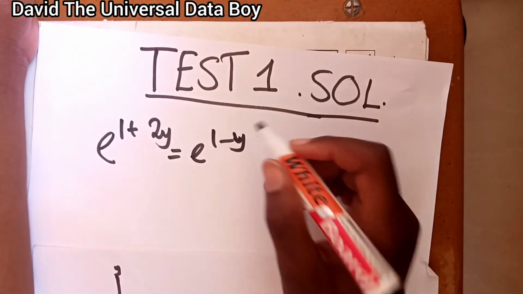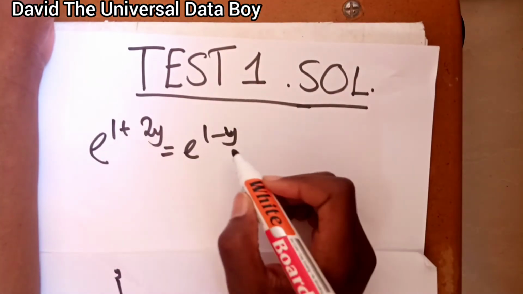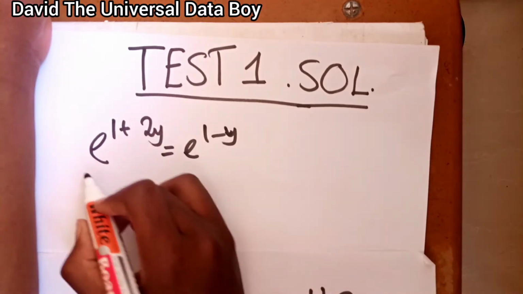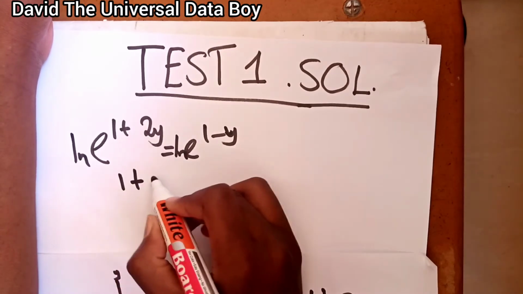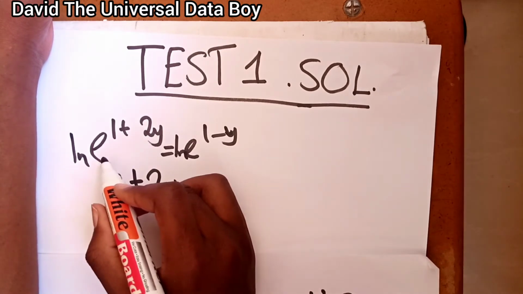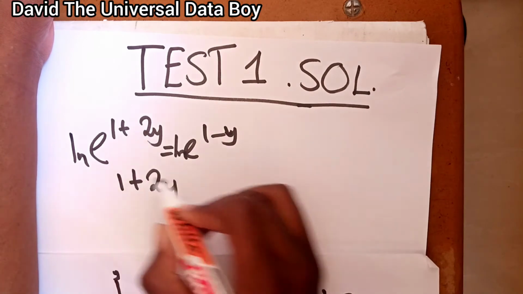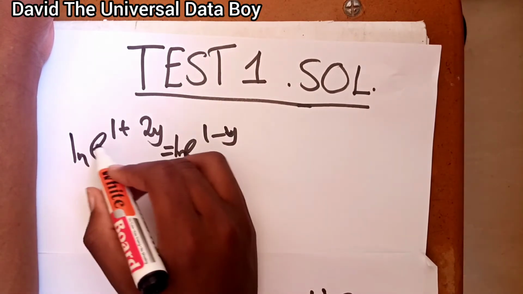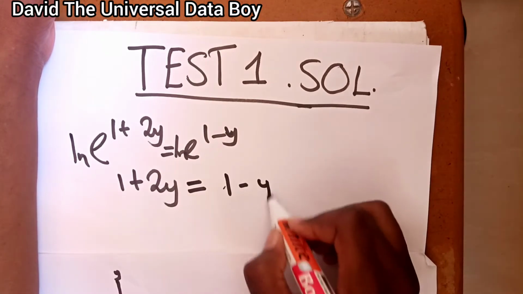So what we do is solve for y, so that we find the value. We take the natural log of both sides so that we can drop the power, that's 1 plus 2y. Then the natural log of e is basically 1, so we can neglect it. Then we have 1 plus 2y being equal to 1 minus y.